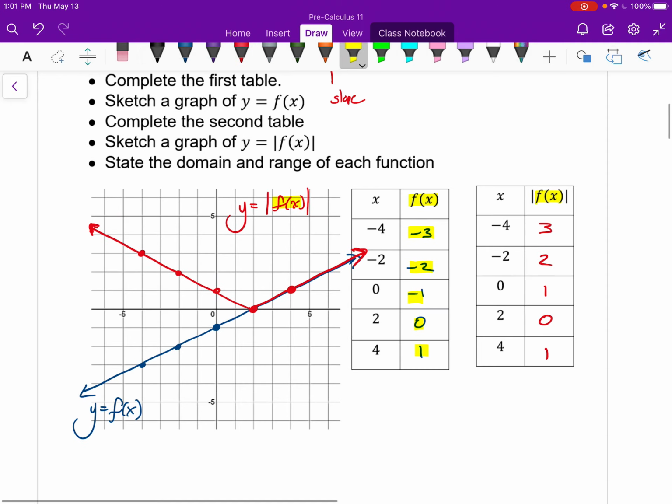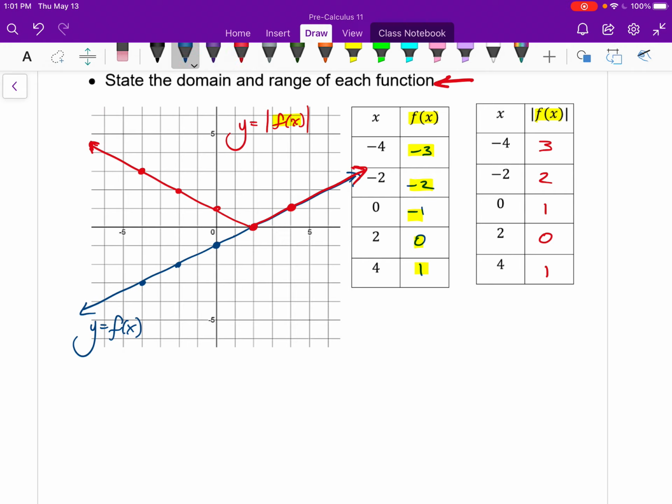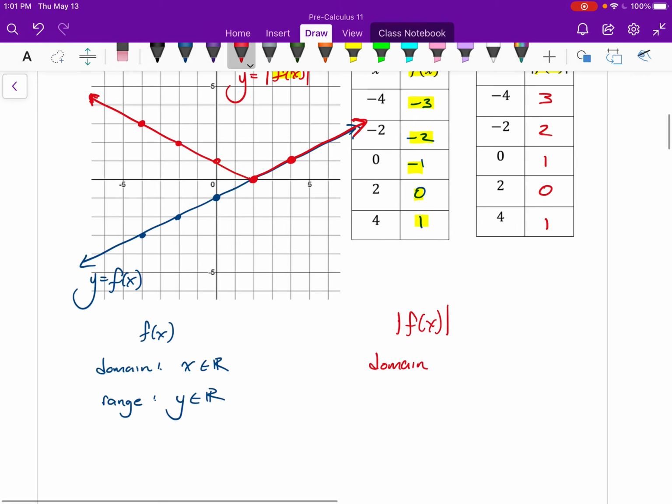And so ideally, we can fairly soon skip these tables. Maybe you feel like you can skip it already. The last thing I just want to mention is the domain and range of each function. And so for f of x, the domain, as with any linear function, is all real numbers. And the range, as with any linear function, is all real numbers. I can also tell by looking at the graph. If I look at the absolute value of f of x, the domain is still all real numbers. There's no number you cannot put into it. You can find the absolute value of any number, but the range is not all real numbers. The range is only positive values, or zero. And I can see that from looking at the graph.